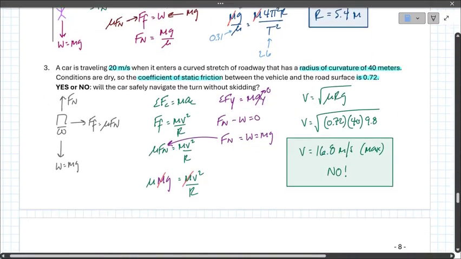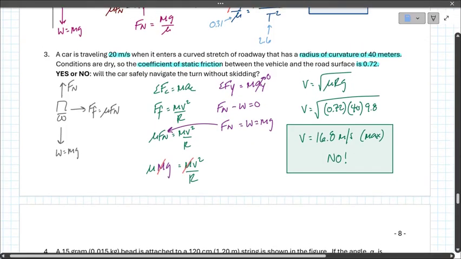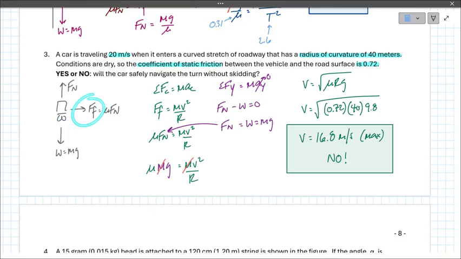Moving on. Car going around a turn. So this is a car going around a turn on a flat road. So again, a horizontal circle with a horizontal friction acting on our car as our centripetal force. So we're going 20 meters per second. We have a coefficient of static friction 0.72. We have the size of our turn, 40 meters. We need to figure out will we or won't we safely navigate this turn.